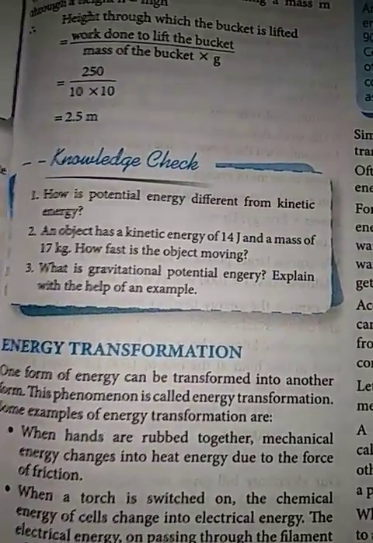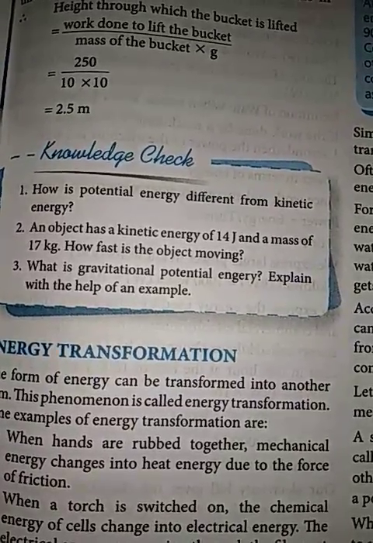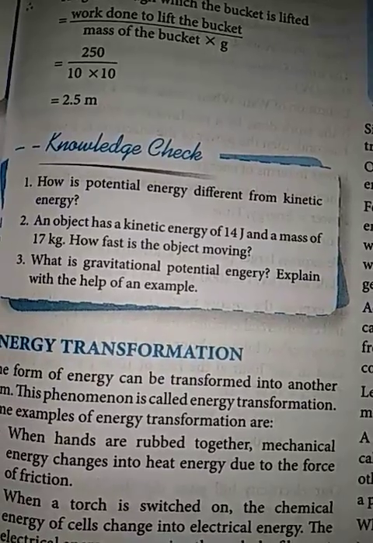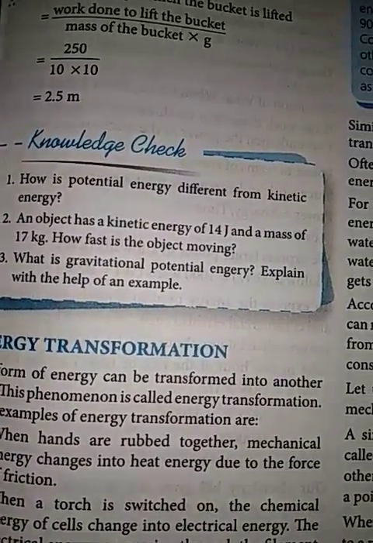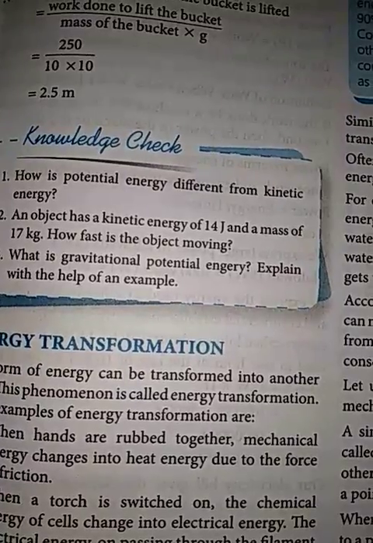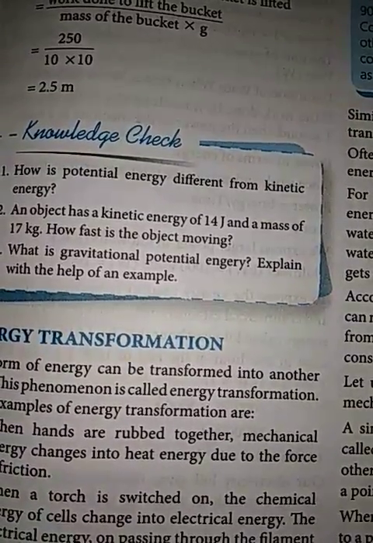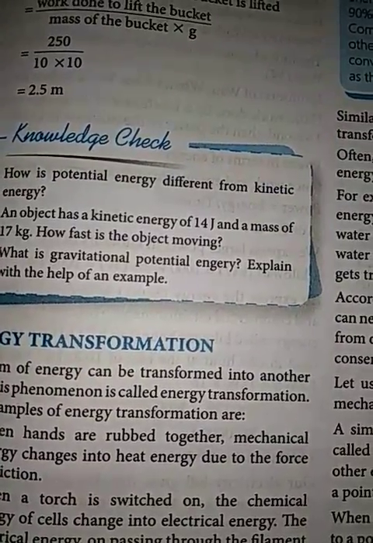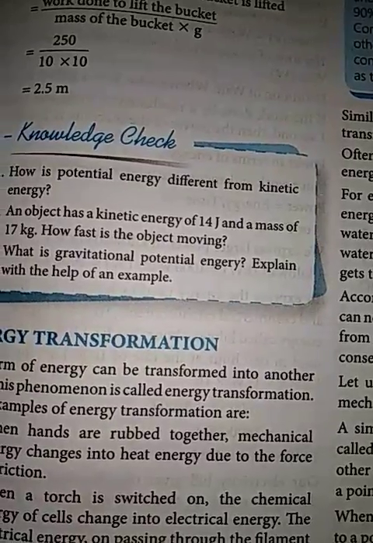Often, transformation of energy involves a transfer of energy from one body to another body. For example, water at the top of a dam has potential energy, which is transformed into kinetic energy as the water falls. At the base of the dam, the kinetic energy of the water can be transferred to turbine blades and further get transformed into electrical energy.